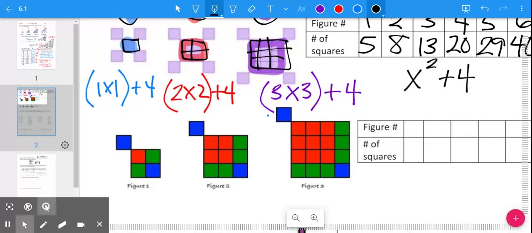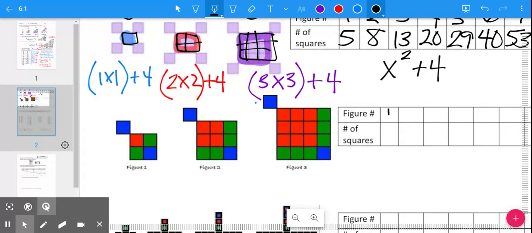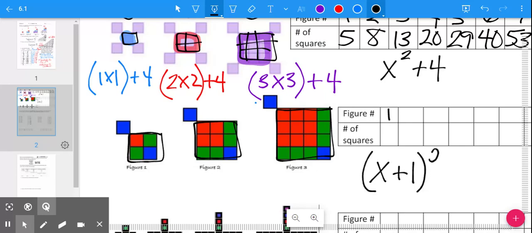So our next one is a little bit different because in figure 1, we have a 2 by 2. In figure 2, we have a 3 by 3. In figure 3, we have a 4 by 4. So every time we're talking about this figure number, the square that is formed is 1 bigger than the figure number. So figure 1 has a 2 by 2. Figure 2 has a 3 by 3. So that's how we created our square. And then in every single one of them, they have this little blue square off to the side, that 1 extra. So we're going to add that 1 extra.